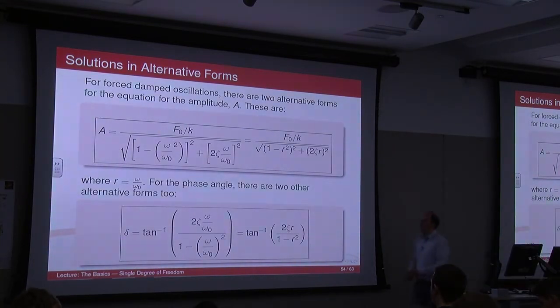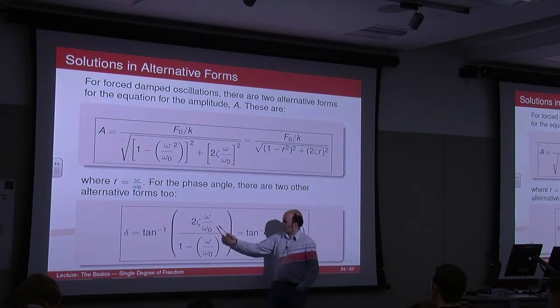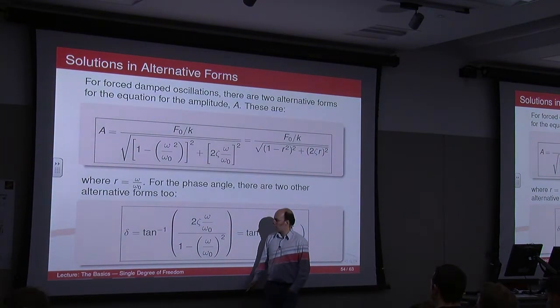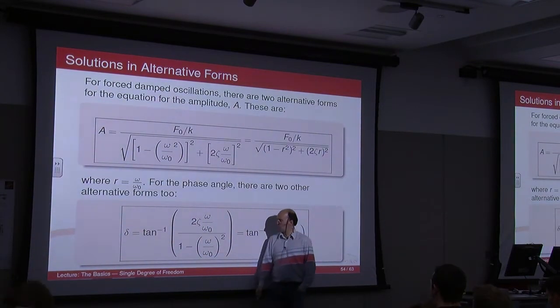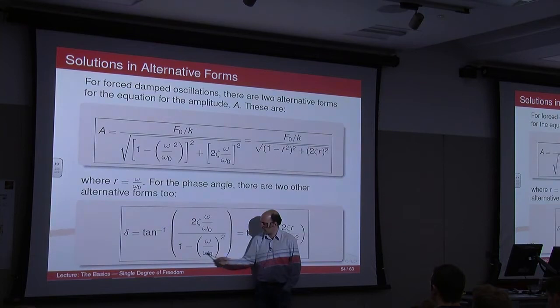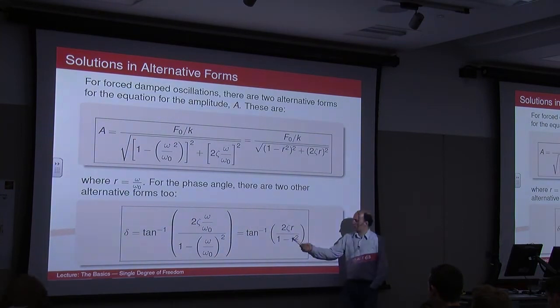And for phase angle delta, you can do the same thing. Wherever we had a zeta, or where we have a gamma, we can substitute in the new form in terms of zeta. And again, down here, you can change that around, and you end up with this equation in terms of R.